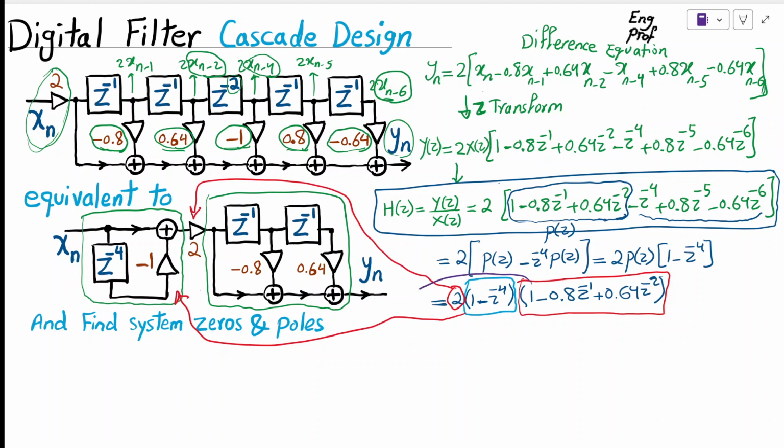So to do that, I am going to write it this way. It's 2 times z minus 6, which I can write as 2 over z to the power 6 times z to the 4 minus 1 times z squared. And one interesting trick here is I can write the second portion in the form of z minus 0.8 e to the j pi over 3 times z plus 0.8 e to the j negative pi over 3.